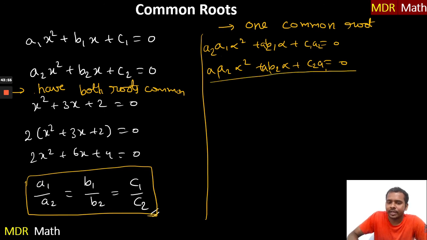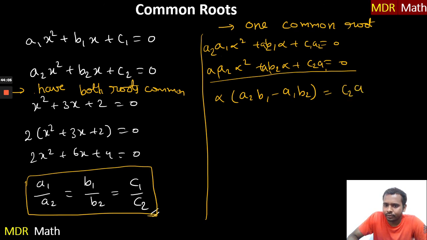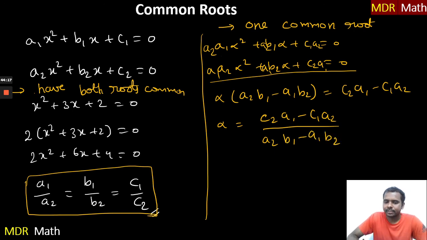You will see that when you subtract one from the other, alpha into a2 b1 minus a1 b2 is equal to c2 a1 minus c1 a2. Or you can write alpha is equal to c2 a1 minus c1 a2 by a2 b1 minus a1 b2, which is the condition to have one common root. The same way you can get it for alpha square as well. To get the value of alpha square, you have to make the coefficients of alpha the same.